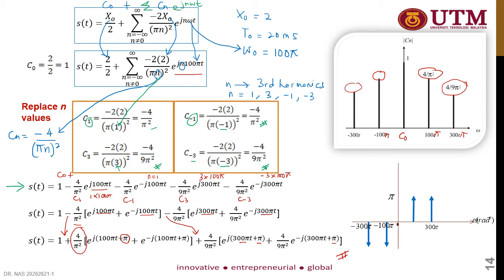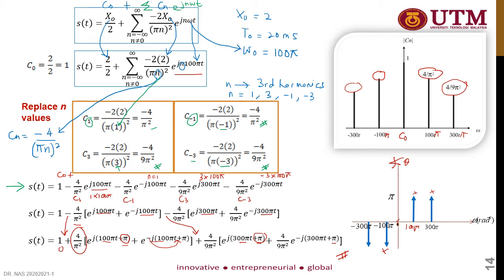Okay, next is the phase spectrum. Okay, so at 100 pi, positive 100 pi. At 0, the phase is 0. At 100 pi, the phase is positive pi. At negative 100 pi, it is negative pi. So at positive 300 pi, it's positive pi.